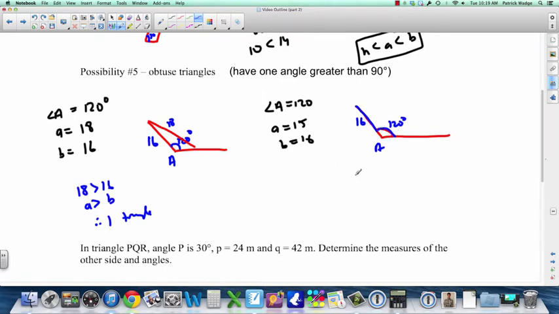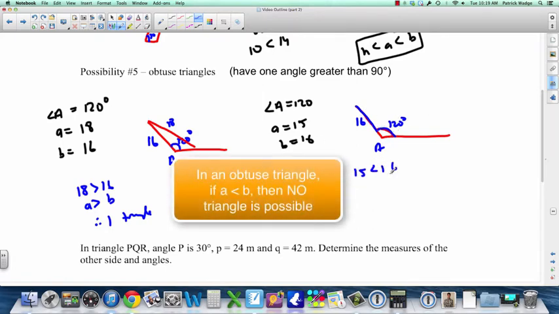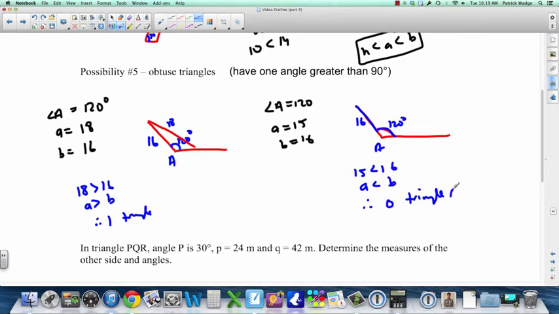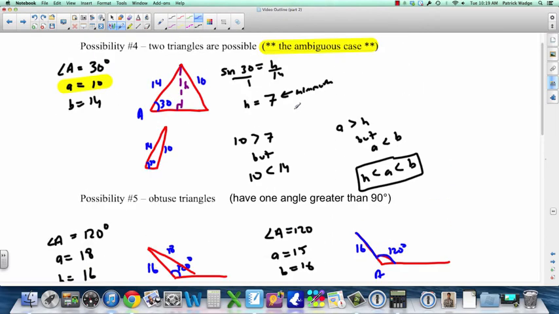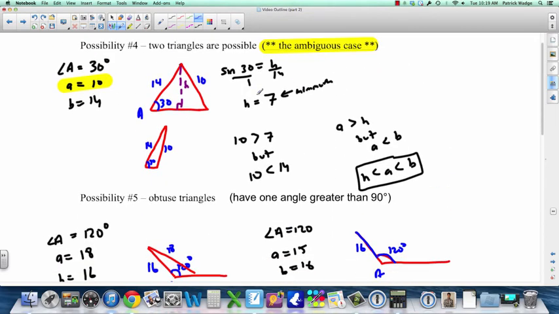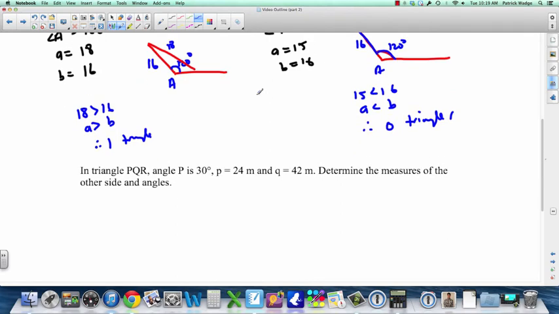So because my 15 is less than 16, or if you want, A is less than B, then there's no triangles. That's the only possibilities with obtuse. With obtuse triangles, you can have one triangle or no triangles. With acute triangles, the ones we did up here, you could have 0, 1, or 2 triangles. Wow, that's a lot of work.